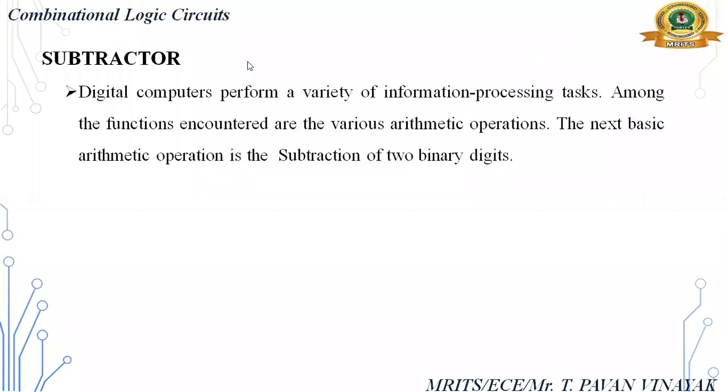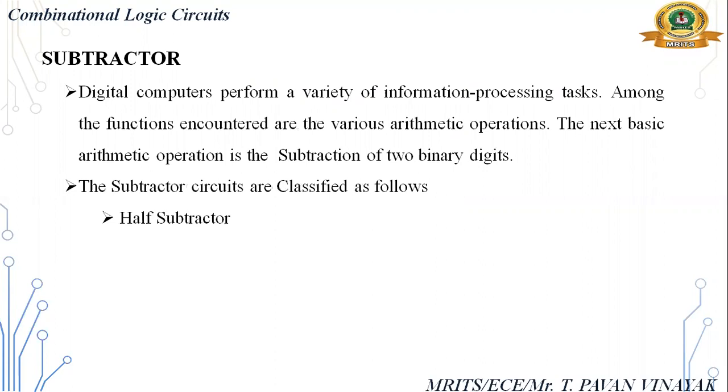Next, subtractor. A subtractor performs the subtraction operation of two binary numbers. Here also we have three types. Half subtractor means subtraction of two single bits. Next, full subtractor, subtraction of three single bits.